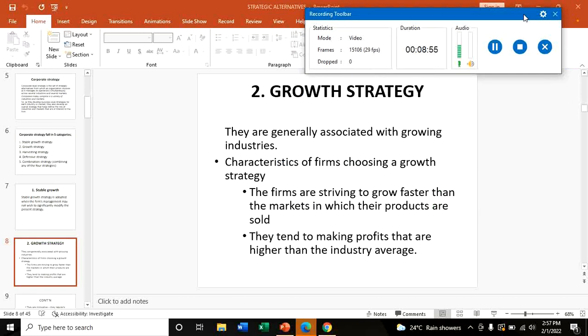Number one, here the firms are striving to grow faster than the markets in which their products are being sold. That means there is a likelihood of aggressive competition. There is a likelihood of lots of campaigns here and there, because firms are striving to grow faster as they are looking at achieving what we call a competitive advantage. Here, still, they tend to be making profits that are higher than the industry's average.